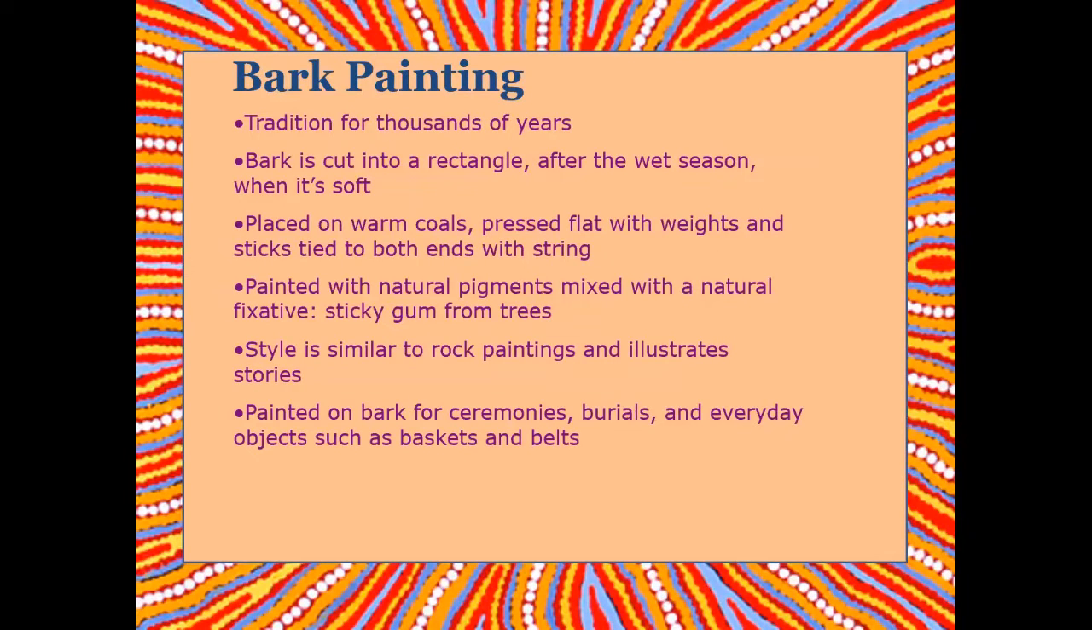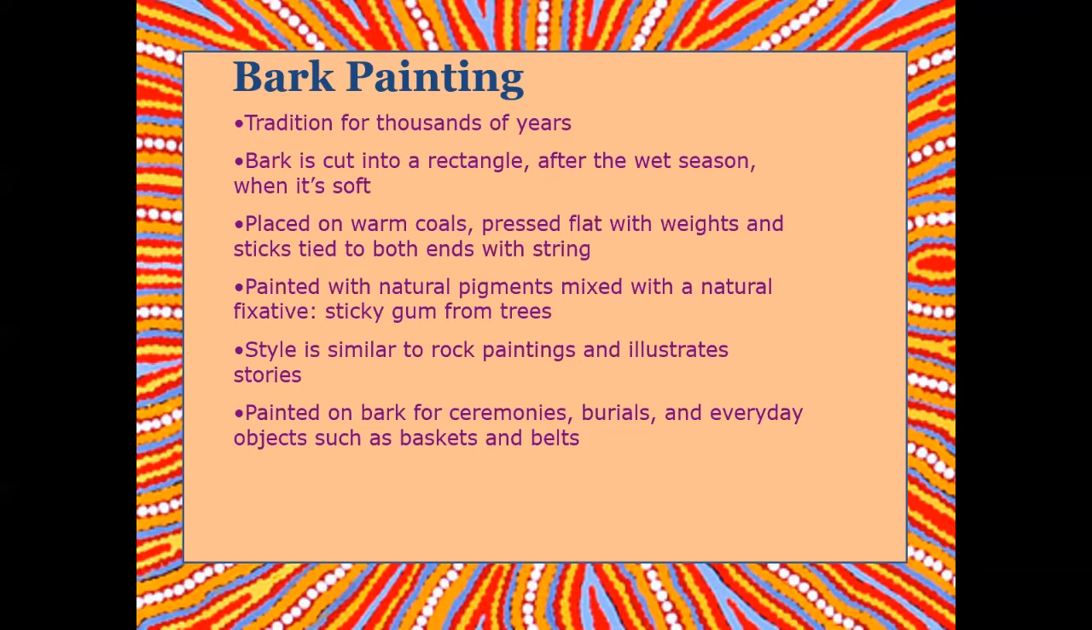So this is just a little bit of information that you probably don't need, but it's how they made the bark painting. They would cut the bark in a rectangle after the wet season when it's soft, and then they would place it on warm coals pressed flat with weights and sticks tied to both ends. That would make it nice and flat, like stretching it out, like a really taut paper.